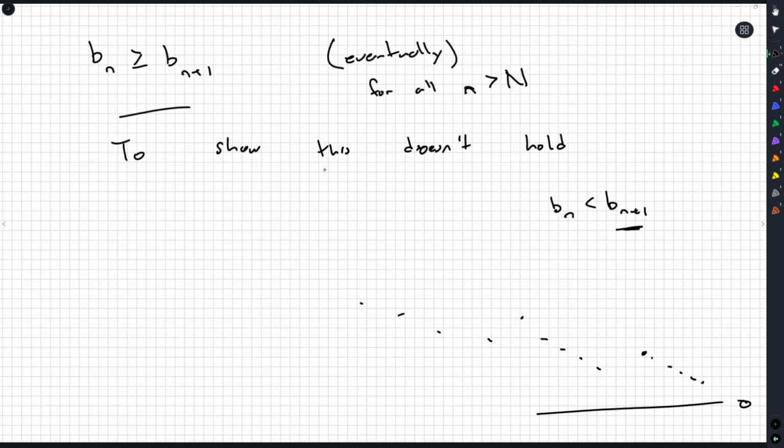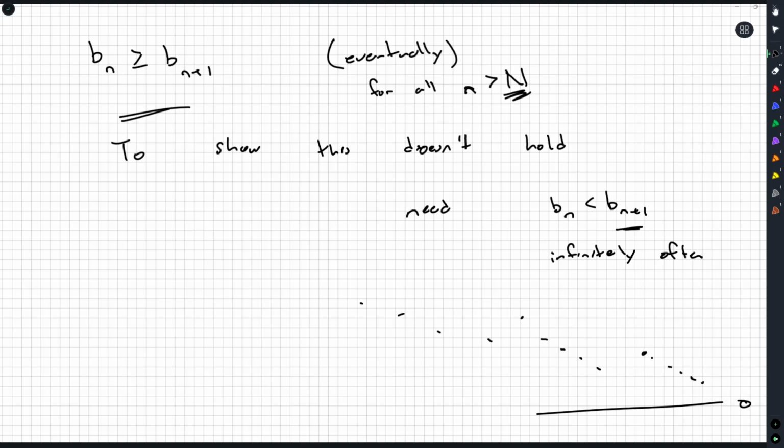So to show this doesn't hold, we need this to happen, let's say, infinitely often. It can't just happen a few times, because then if you went further out, maybe everything is just decreasing. So how are we going to do that?